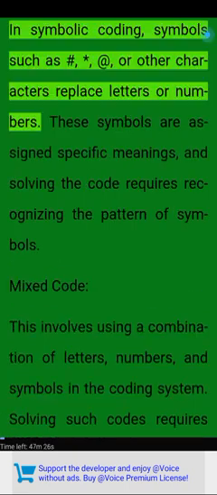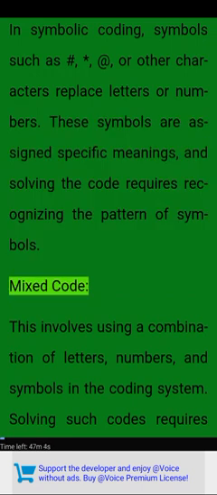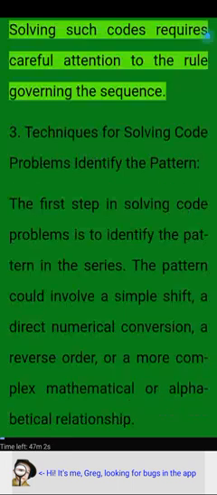Symbolic code. In symbolic coding, symbols such as #, @, or other characters replace letters or numbers. These symbols are assigned specific meanings, and solving the code requires recognizing the pattern of symbols. Mixed code. This involves using a combination of letters, numbers, and symbols in the coding system. Solving such codes requires careful attention to the rule governing the sequence.